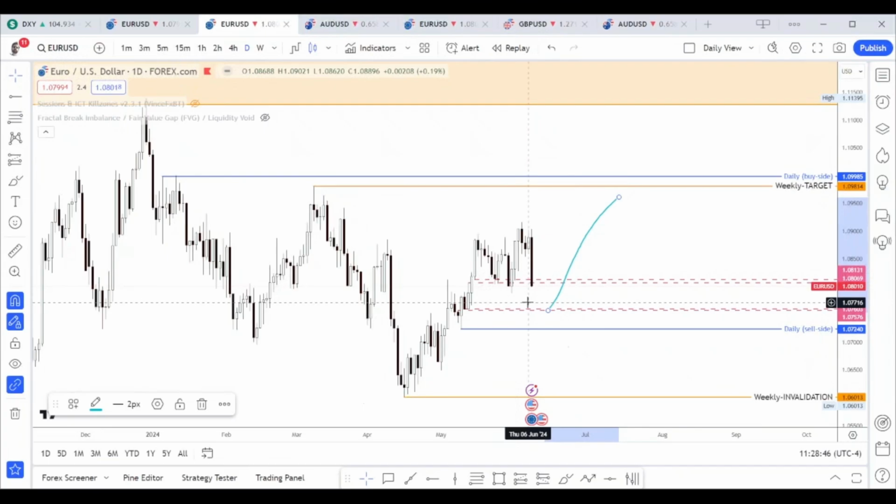Anyways, I still think that this is the level that would be tapped. I do not want price to come here and start living on rent.